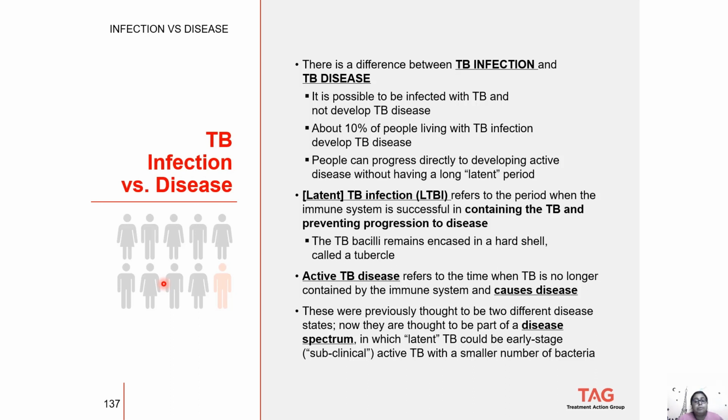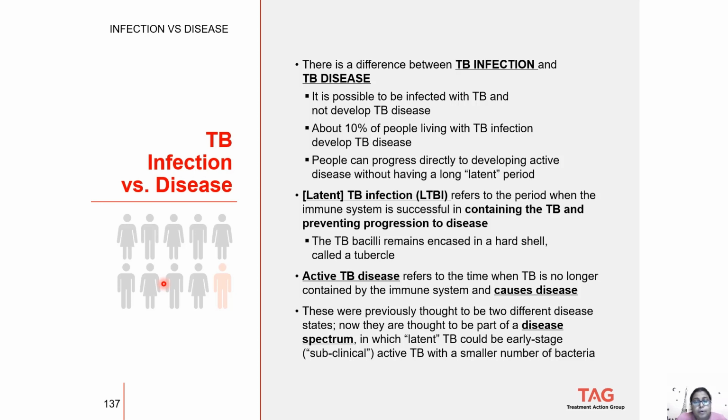So LTBI refers to the latent TB infection period, when the immune system is successful in containing the TB and preventing the progression to disease. The TB bacilli remain encased in a hard shell called a tubercle. But active TB disease refers to the time when the TB is no longer contained by the immune system and it causes the disease.